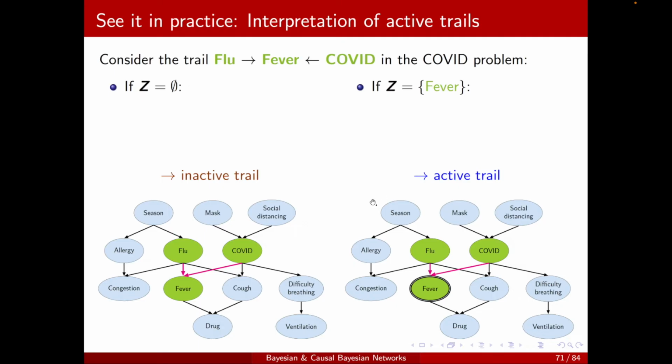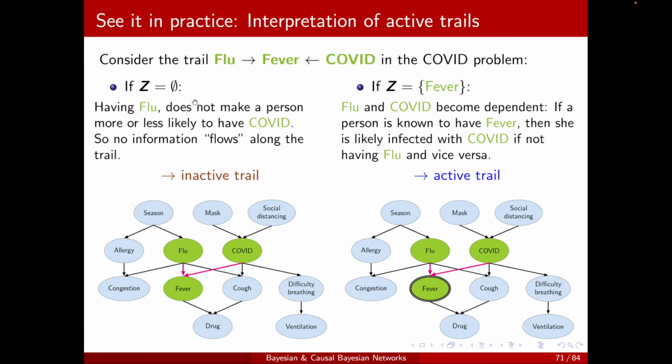Another example, this time the trail is from flu, fever to COVID. It's a V structure, so by default, we know that it's an inactive trail. No information flows, which is the case here, as there is no observed node. And what is the story here? Well, if I know a person has flu, can I conclude that the person has COVID or does not have COVID? No. In general, it's independent.